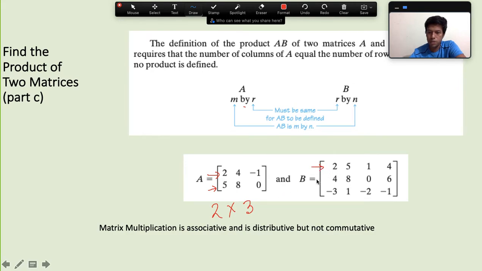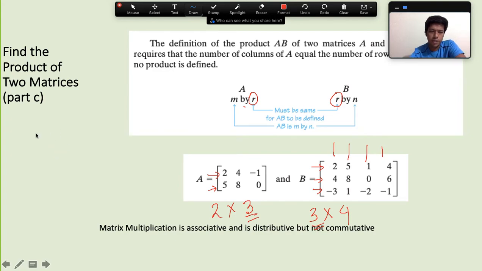This one, how many rows? 3 rows. So it is 3 by how many columns? 1, 2, 3, 4. 4 columns. So it is a 3 by 4 matrix. The theory says that if the matrices are m by r and r by n, this number has to be the same. Then we can do the multiplication. This number is 3 and this is 3. As they are the same, you can do this multiplication.